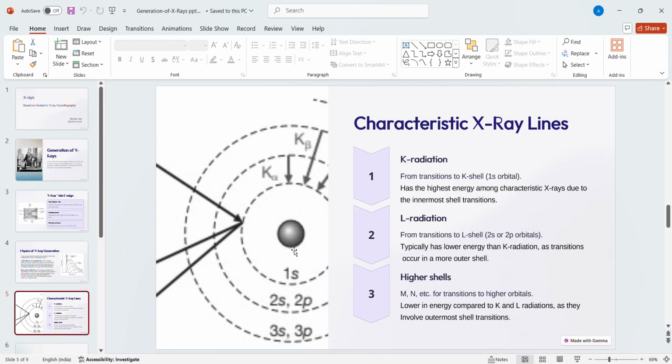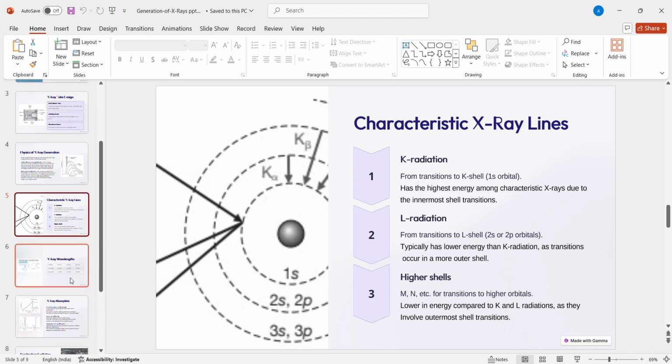Now we will talk about the L radiation. It comes from transitions to the L shell, including the 2s and 2p orbitals. It typically has lower energy than K radiation as the transitions occur in the outer shell. Higher shells include M and N, for transitions to higher orbitals, which are lower in energy compared to K and L radiation as they involve outer shell transitions. These are the M and other shells.